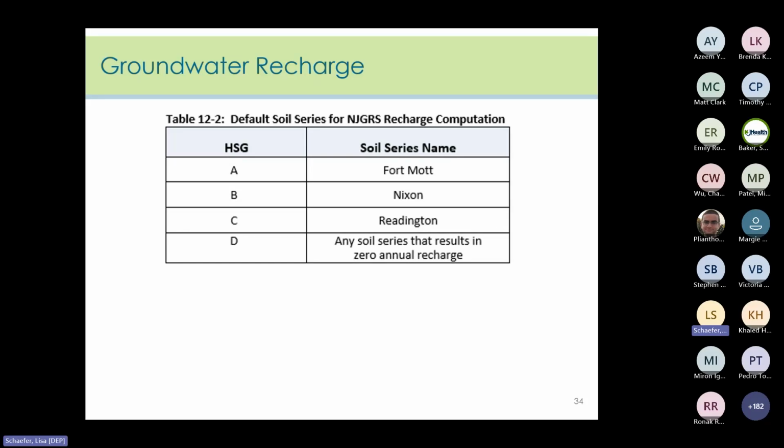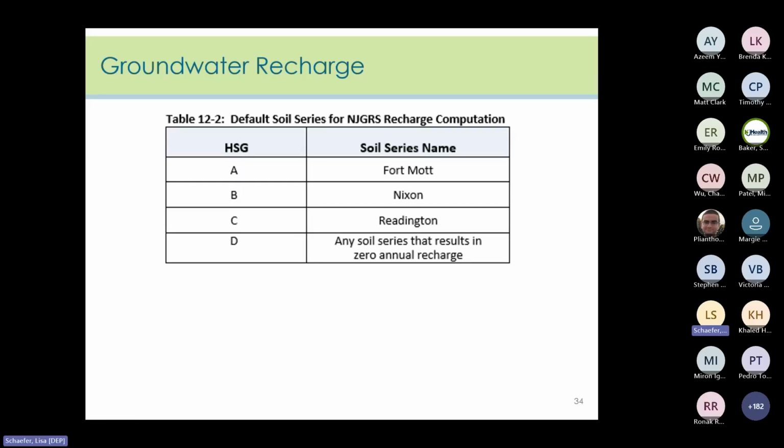So you're going to find the soil series from the web soil survey, and it's on the soil information tab where you find the hydrologic soil groups for the site. But in the event that the web soil survey does not provide the soil series, you may use the default values in the DEP's soil testing chapter. They're listed in table 12-2 in chapter 12, and I believe that's page 10.